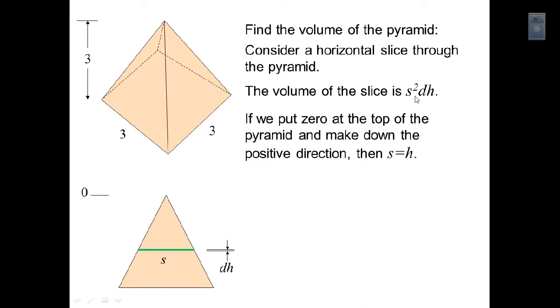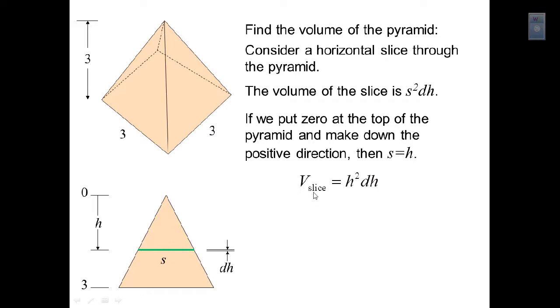So if the volume of the slice is S squared dH, if we put a 0 at the top of the pyramid and make down the positive direction, then S is equal to the height measured from the top down. So we can actually flip the axis over in this case and get something that's going to be helpful for us with integration. Now we could also start with 0 at the bottom and go up, but we would end up doing something like 3 minus x with our integration, our upper and lower bounds.